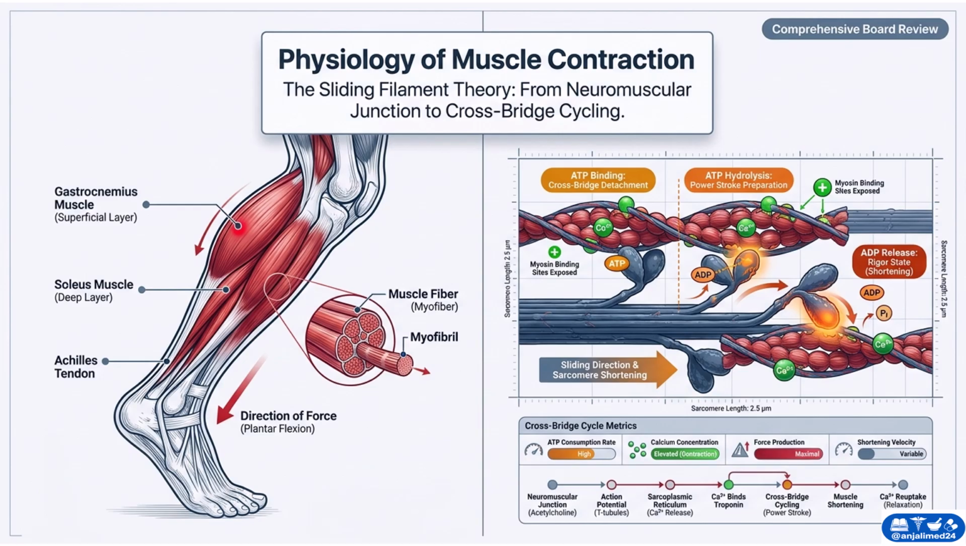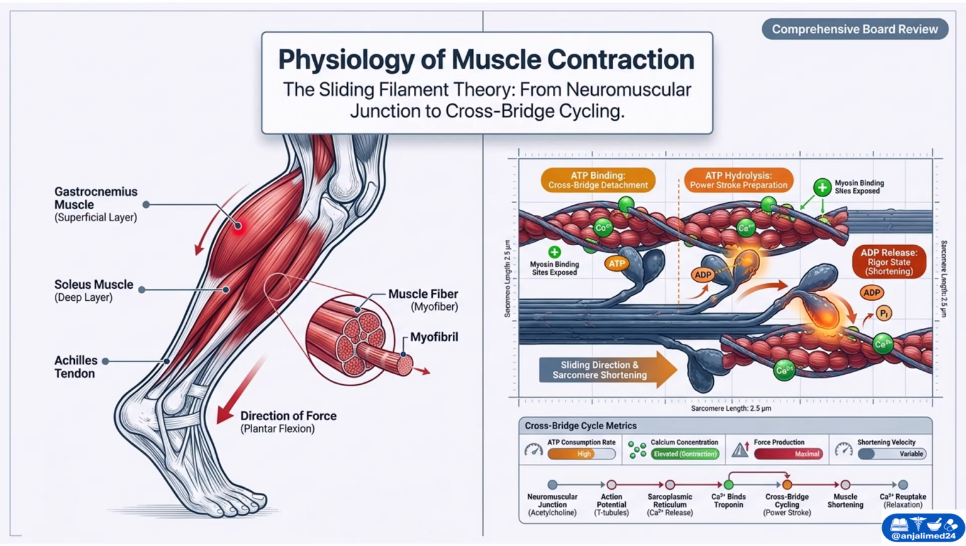According to the sliding filament theory, muscles contract not because the filaments shorten, but because actin filaments slide over the myosin filaments, bringing the Z lines closer together and shortening the sarcomere. Now let's examine the molecular sequence shown on the right side of the slide.